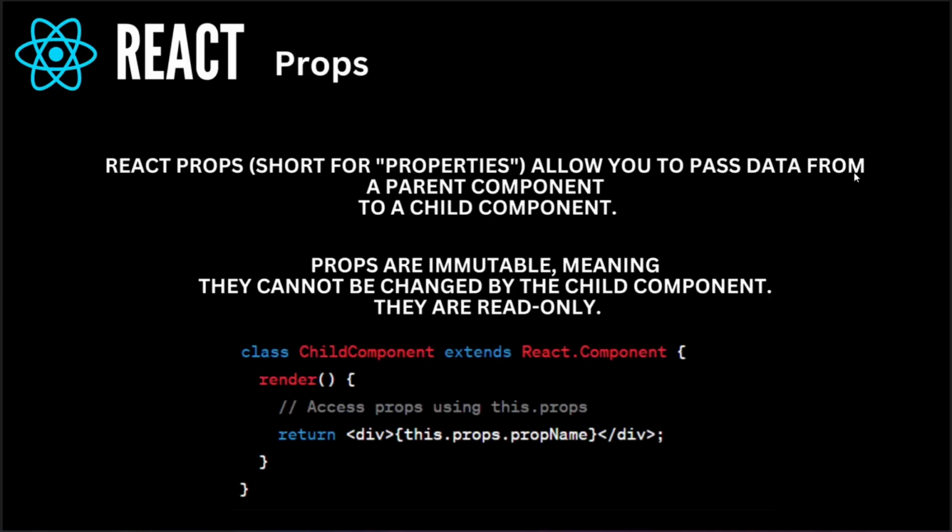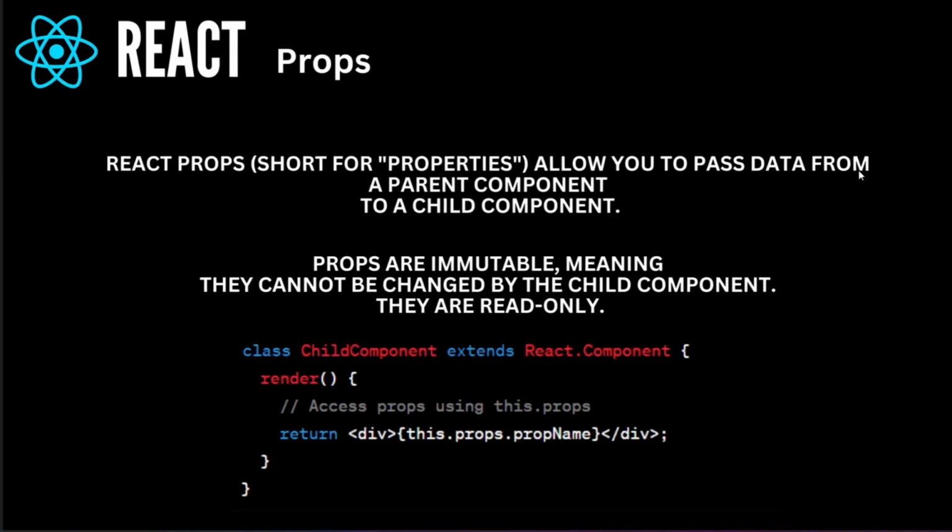So next up, guys, I would like to talk about props. So in React we have a type of function called props. Okay, what are props? Props are basically short for properties and allow you to pass data from a parent component towards a child component. One of the things we should know about props is that props are immutable. It means they cannot be changed once they are created by the child component, and they are read-only.